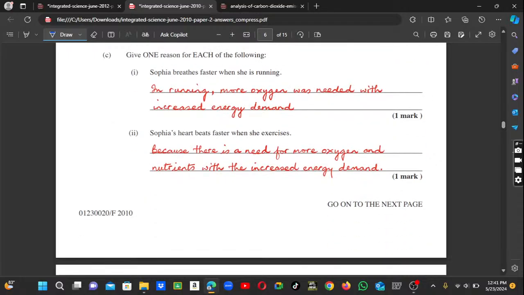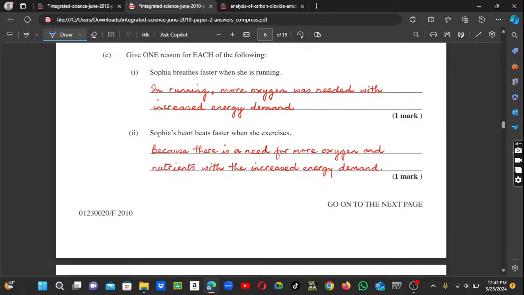Alright, so we need to give one reason for each of the following. Sophia breathes faster when she's running. Why is Sophia breathing faster when she's running? Because when she's running, more oxygen is needed to meet the increased energy demand.